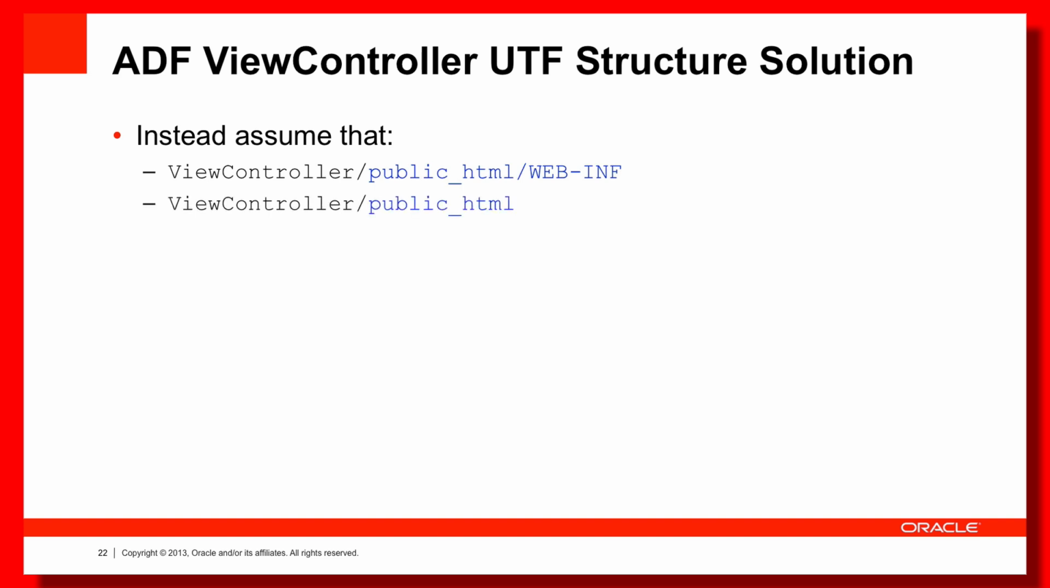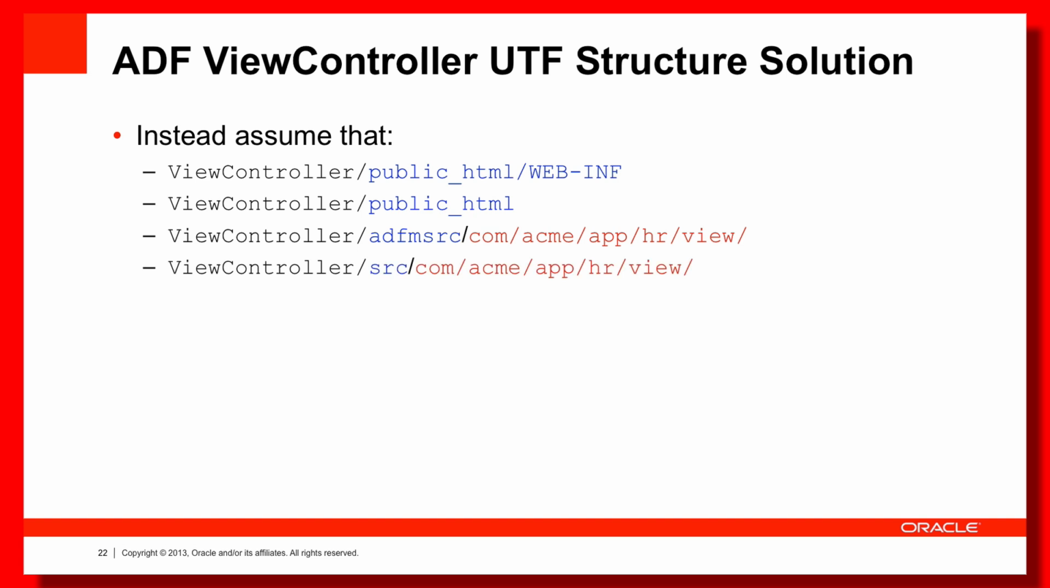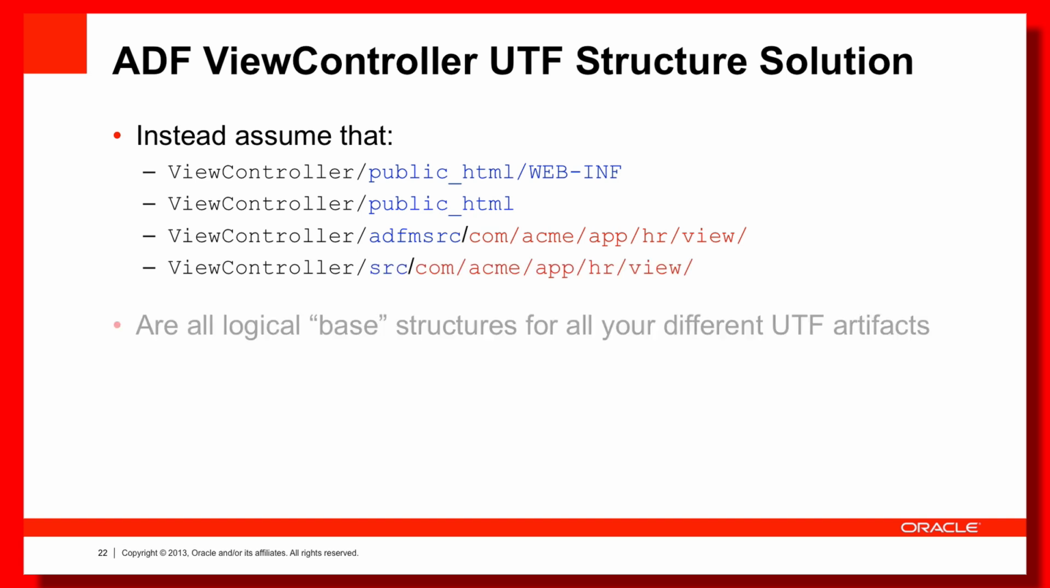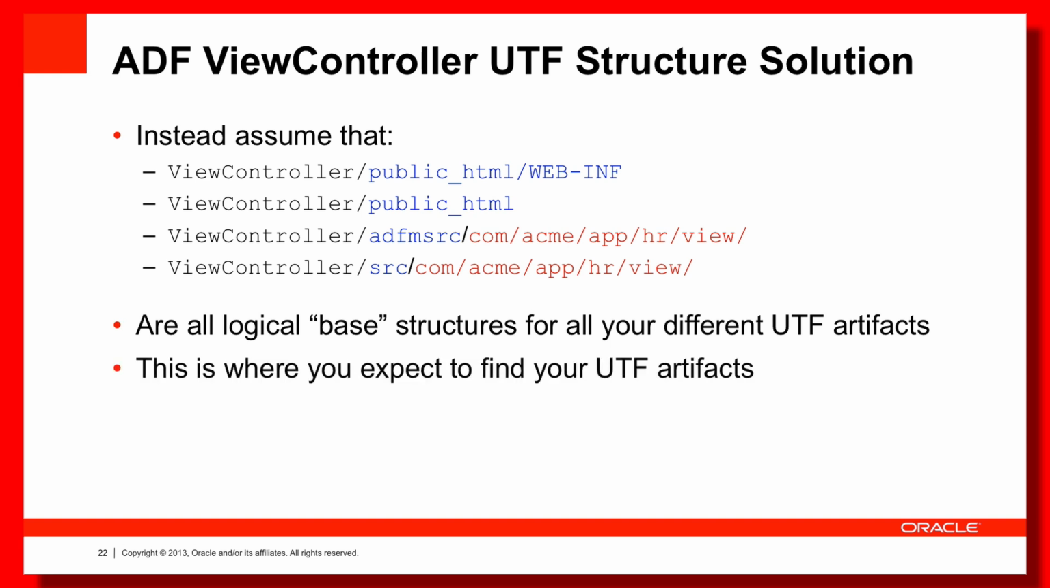and artifacts at the ViewController public HTML directory, and artifacts at the ViewController ADF M source com acme app HR view subdirectory or package structure, and ViewController source com acme app HR view are all logical base structures for all your different UTF artifacts. So ultimately you just assume this is where you expect to find your unbounded task flow artifacts.